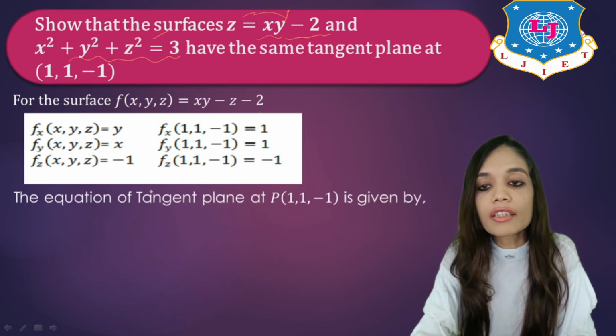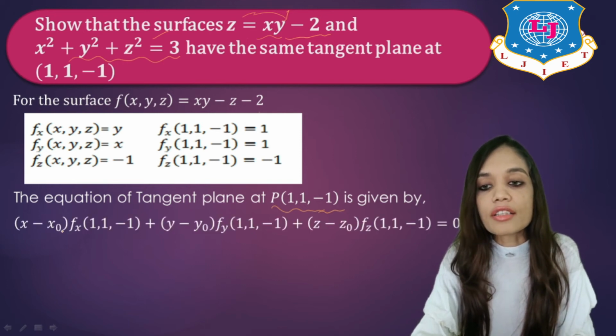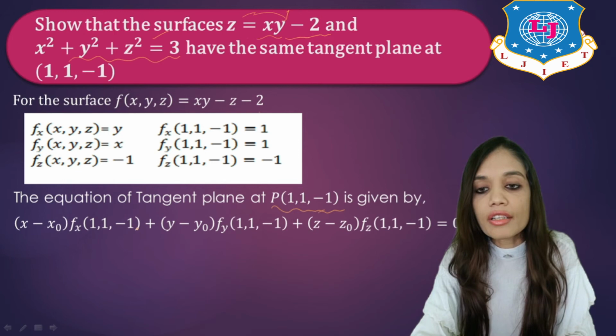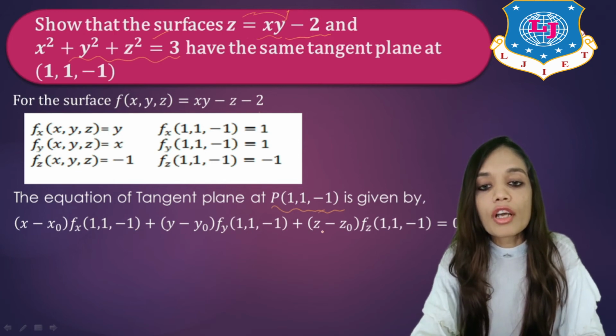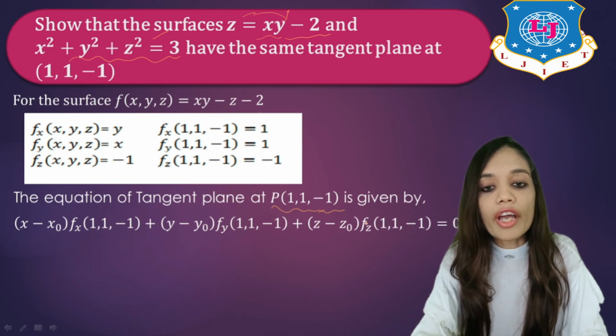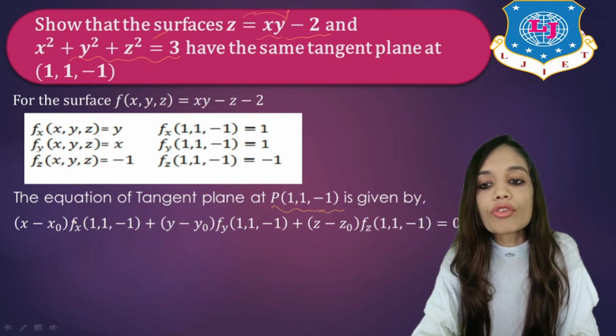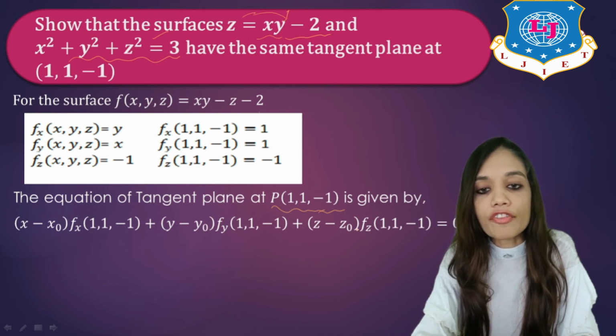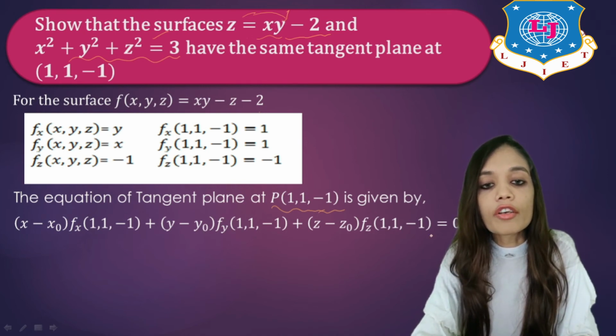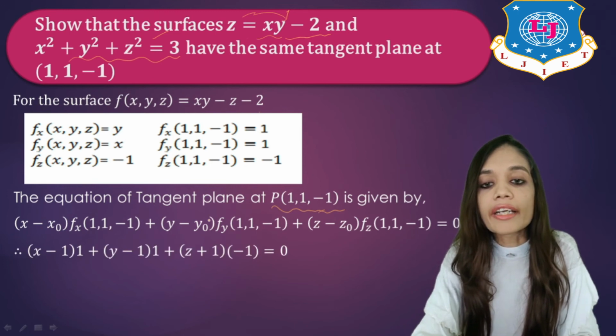So now let us find the equation of the tangent plane at point P (1, 1, -1). It is given by (x minus x0) fx at (1, 1, -1) plus (y minus y0) fy at (1, 1, -1) plus (z minus z0) into fz at (1, 1, -1) equals 0. Now put the value of point P and the values of fx, fy and fz at the point (1, 1, -1). So let us put and simplify.